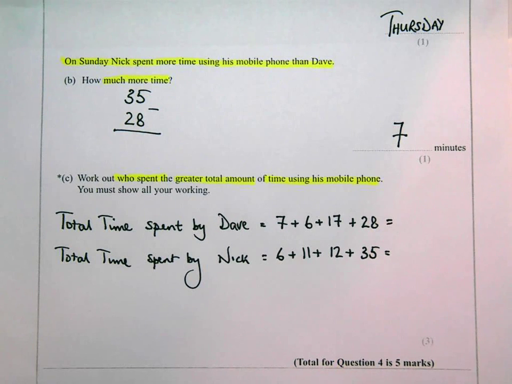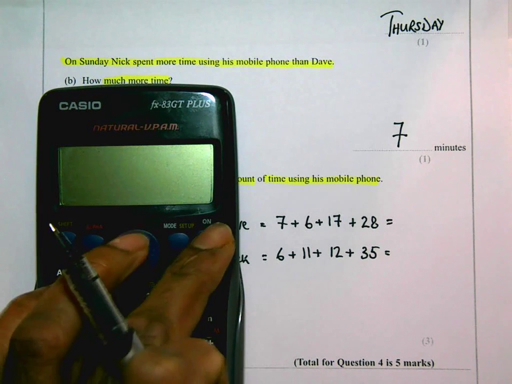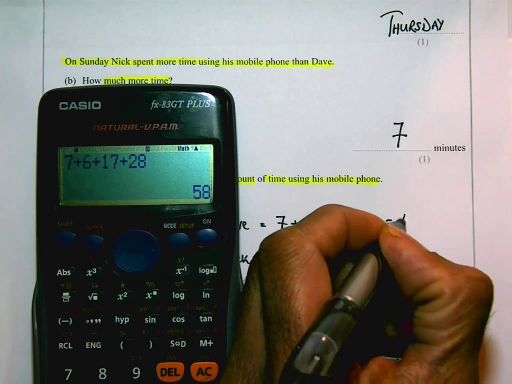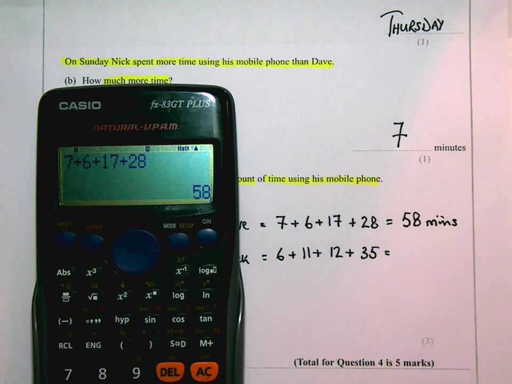So just taking advantage of the fact that this is a calculator paper and you could use a calculator, clearing the screen, I'm going to work out Dave's times first. So 7 plus 6 plus 17 plus 28, that gives me 58 minutes. And for Nick, that's 6 plus 11 plus 12 plus 35, and that gives me 64 minutes.